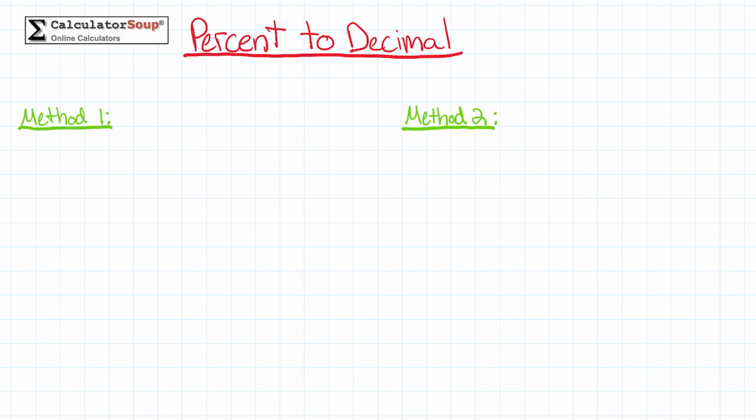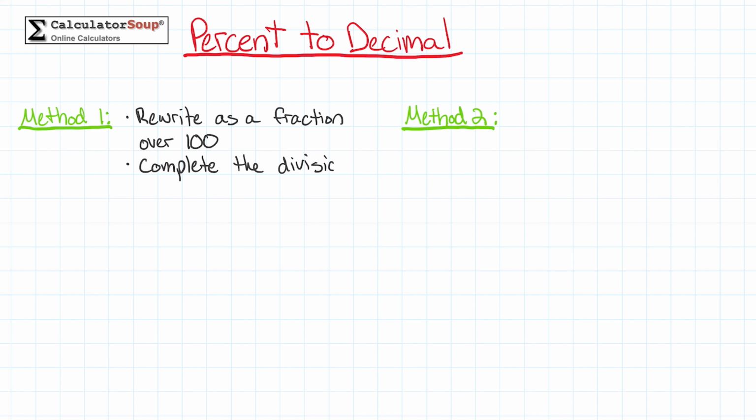To start, let's go over the steps to change a percentage to a decimal. We will start with the first method, the division method, before we talk about the shortcut. Since the word percent means per 100 or over 100, our first step will be to rewrite the percentage as a fraction over 100. Next, complete the division, x divided by 100, to get our answer.